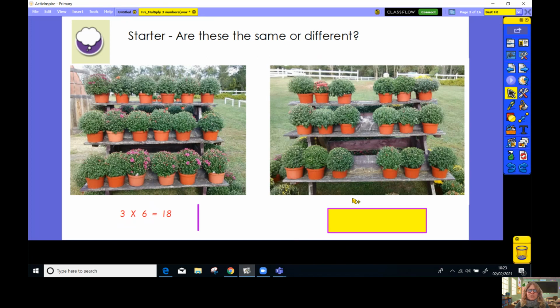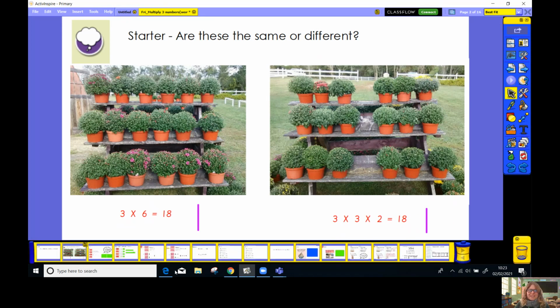However, in this picture, there are still 18 pot plants, but it is laid out slightly differently. This time we have 2 groups of 3 times by 3 pot plants. So this time we have a multiplication which is 3 multiplied by 3 multiplied by 2, which equals 18. So this time we have 3 factors which we're multiplying together to equal the product. Did you get the same answer? Okay, let's move on today.